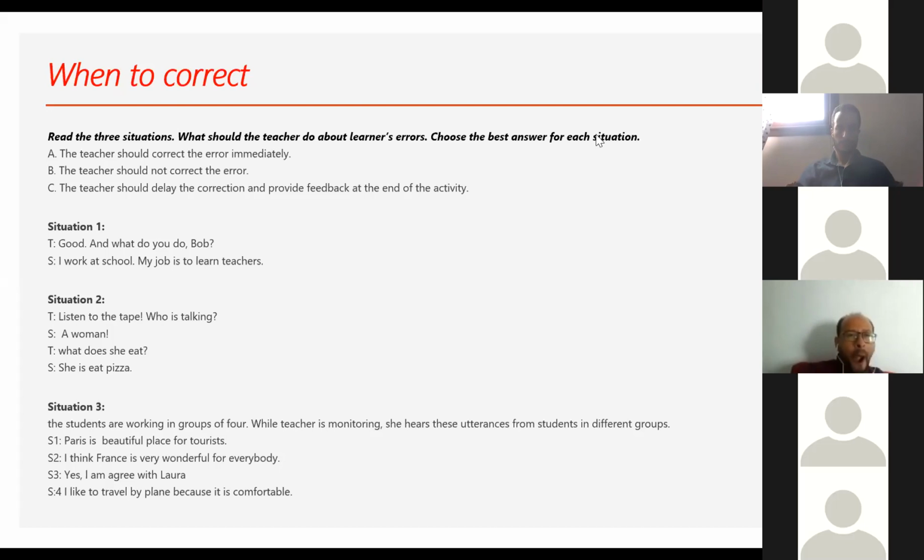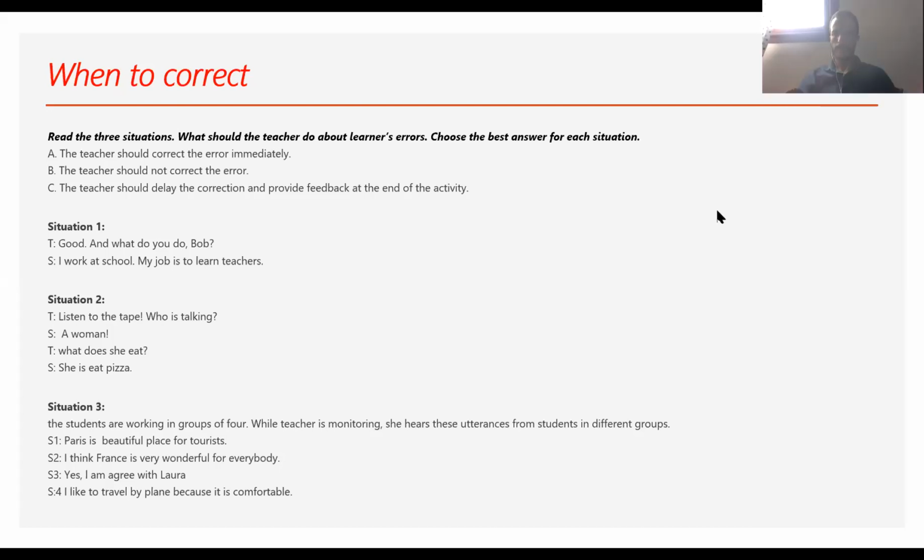Yes, I do agree with Asma because here is just like a casual conversation between students. So we must let them express themselves, and it's more about fluency rather than accuracy. Good. All right, that's interesting.